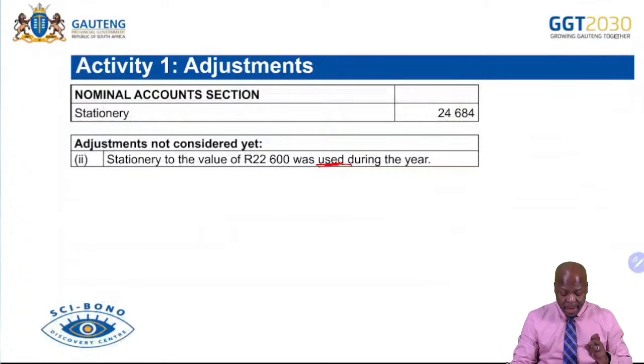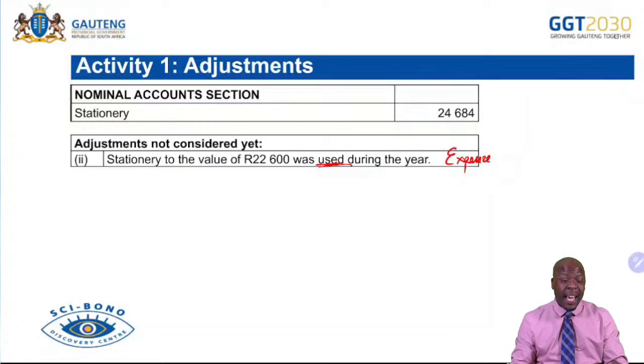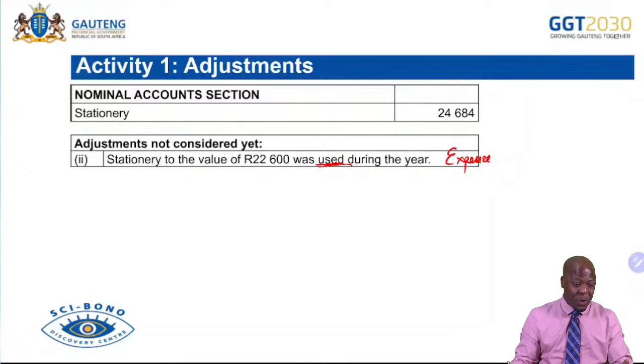You have to remember that what has been used is the expense. So once I get my used, I know that they've given me my expense for the year. And once I have the expense for the year, I have what I can record in my statement of comprehensive income. What do I do then?